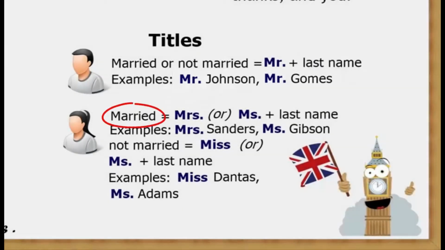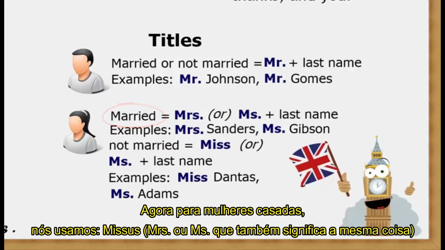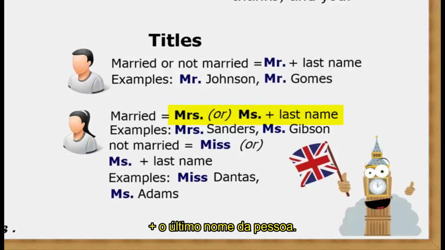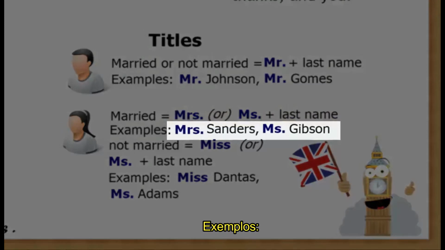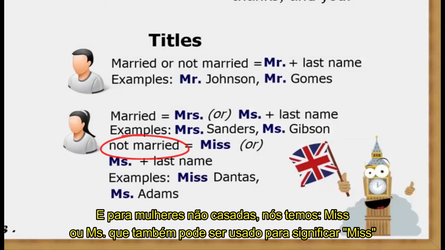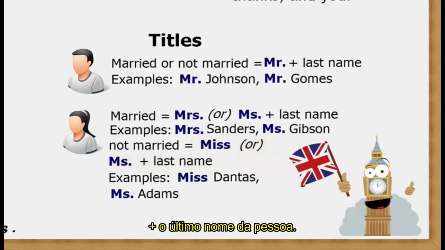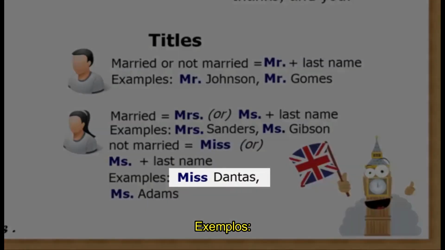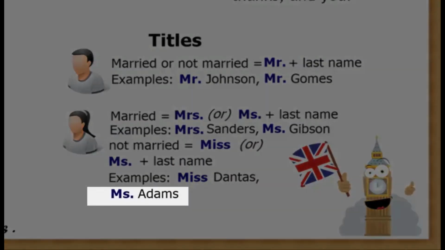Now for married women, we use Mrs. plus the last name of the person. Examples: Mrs. Sanders, Mrs. Gibson. And for non-married women, we have Miss or Ms., plus the last name of the person. Examples: Miss Dantas, Miss Adams.